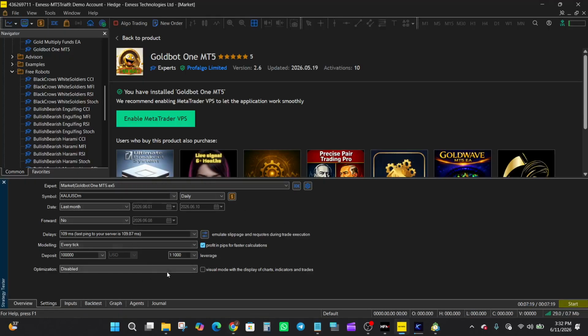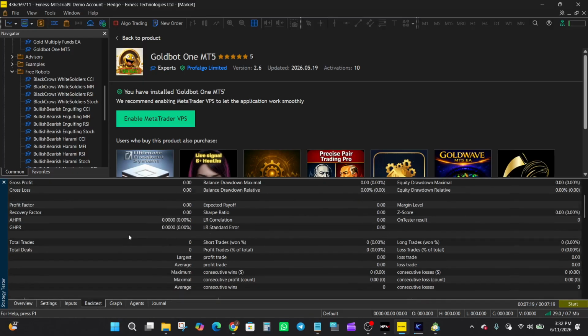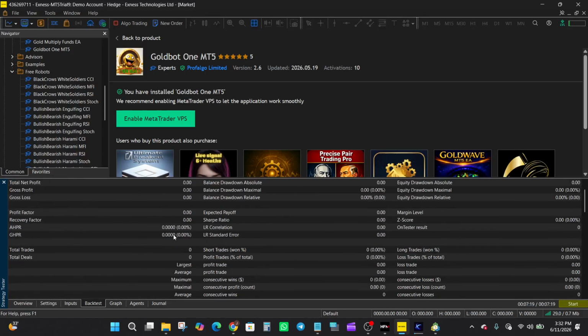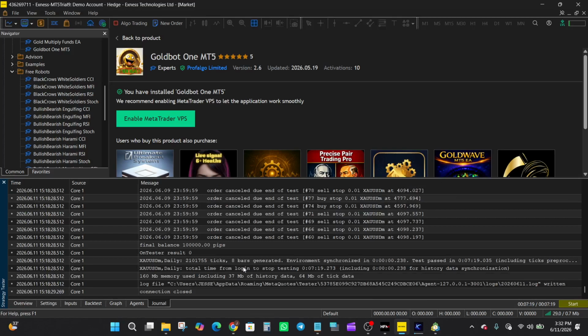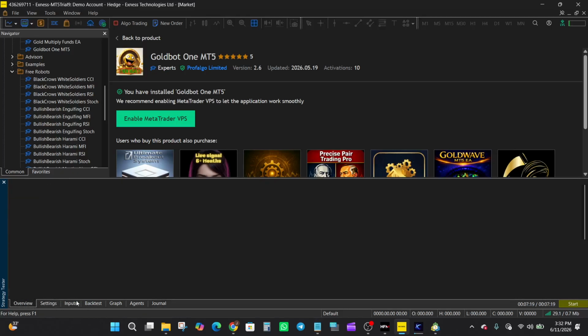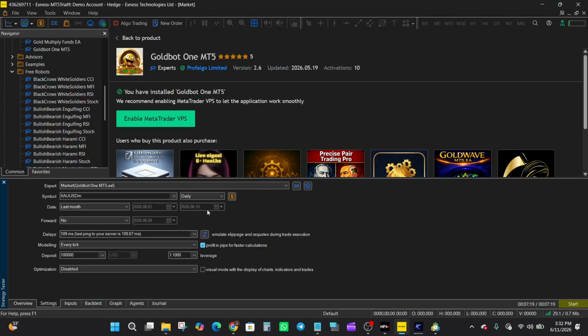So we can see since the beginning of this month, the EA hasn't seemed to execute any trade. But let's just check the journal. I don't really see any error message here concerning why no trade was executed. But let's just change this to last year, and then I'm just going to turn on the visuals. Okay, let's just see the EA in action.